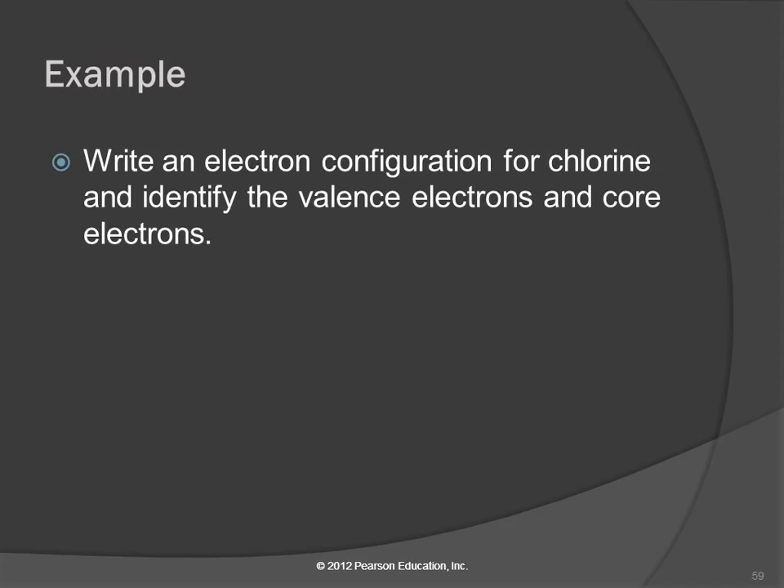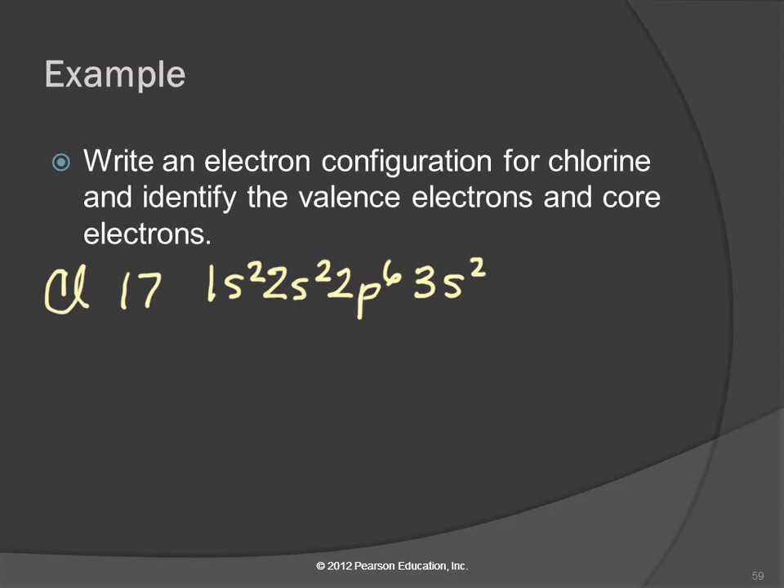Let's write an electron configuration for chlorine and identify the valence electrons and core electrons. How many electrons does chlorine have? 17. It has 17. So the electron configuration, 1s2, 2s2, 2p6, we're up to 10, 3s2, there's 12, we need 5 more, 3p5.